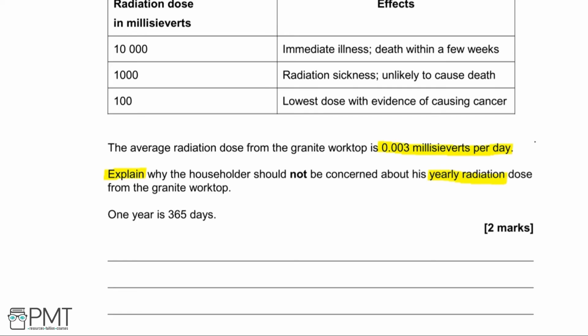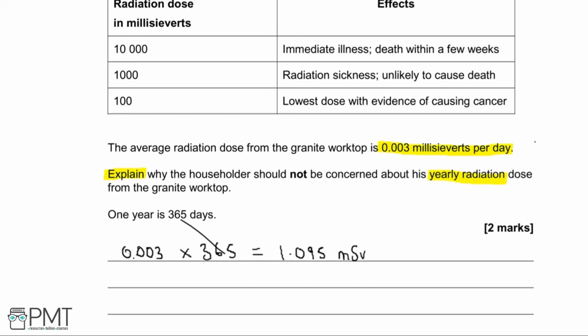So to calculate the yearly radiation dose received from the worktop, we do 0.003, which is the daily dose, multiplied by 365, the number of days in a year, and we get 1.095 millisieverts, which is little m and then Sv. So then for our second mark in this explain question, we need to say why this means that the householder does not need to be concerned.